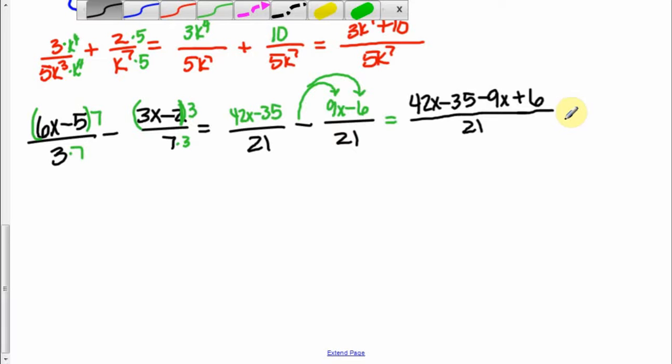And then we'll just get our like terms together. 42x minus 9x is 33x. And negative 35 and positive 6 make negative 29 over 21. I hope that's right. Y'all check me. Okay.